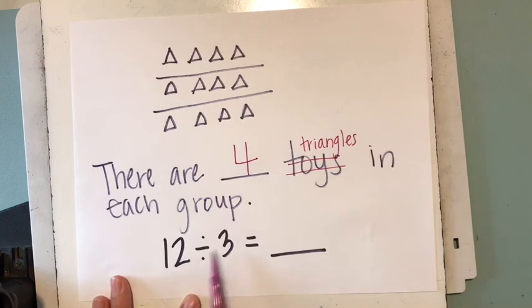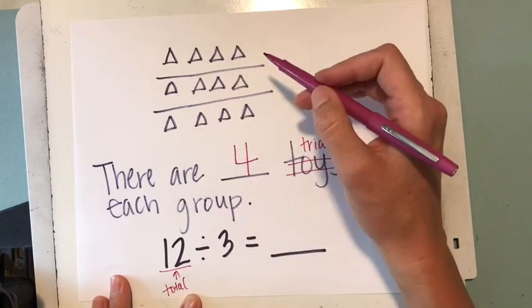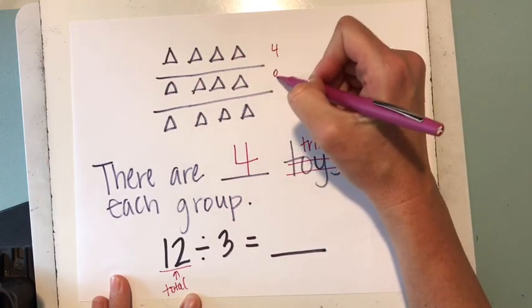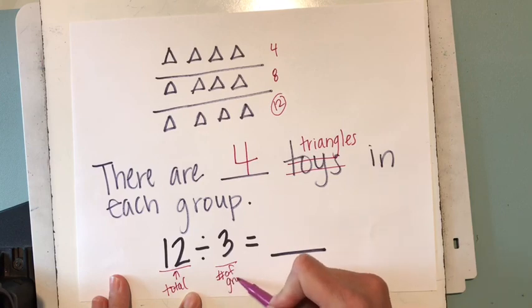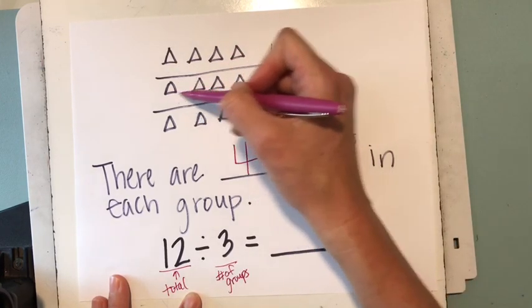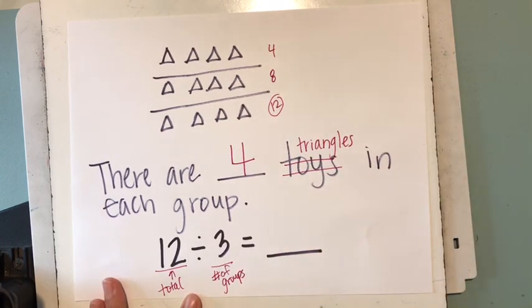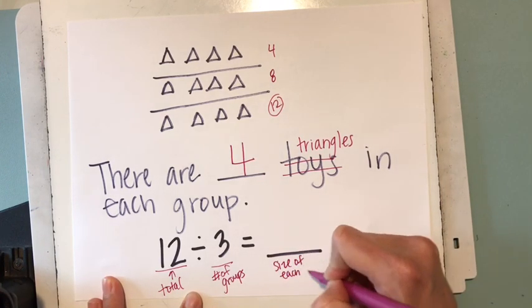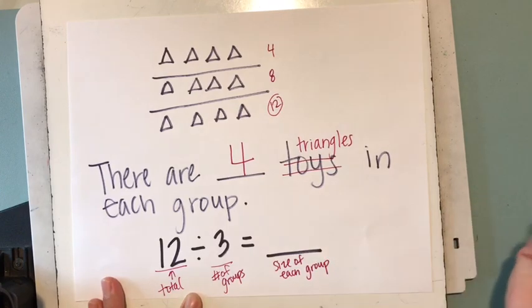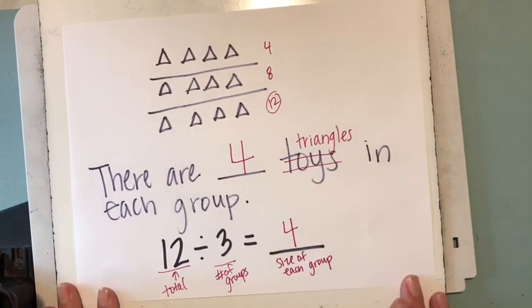So now let's look at the division sentence. We know our total. If I was to add all my triangles up, I would have 12, right? 4, 8, 12. That's my total. 12 divided by number of groups, or rows. 1, 2, 3 rows equals, what does it equal? This is the size of each group. It equals 4.